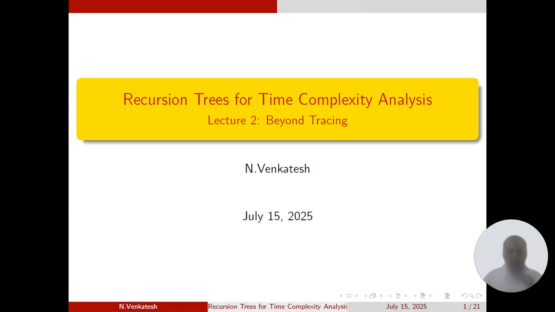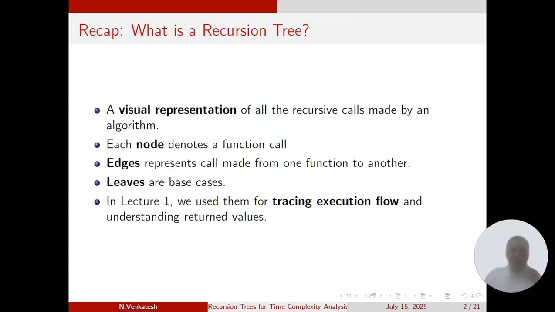In this lecture, we will be discussing how to use recursion trees to analyze recursive algorithms for finding the time complexities of those algorithms. So let us quickly recap what a recursion tree is. A recursion tree is a visual representation of recursive calls in a recursive algorithm, where we create a node for each recursive call and an edge for each call that is made from one function to another function.